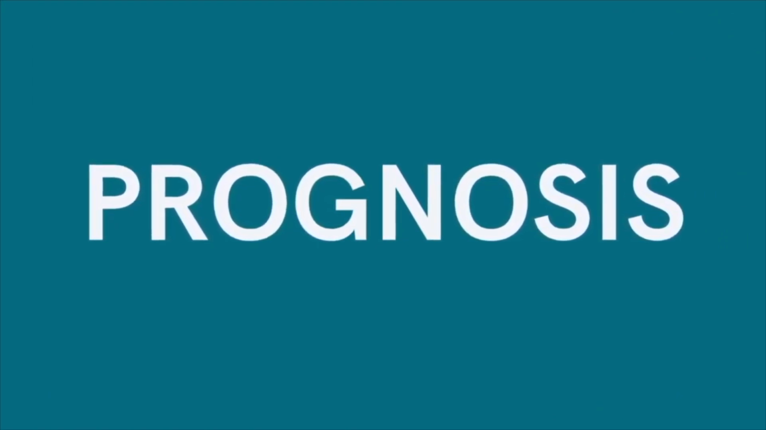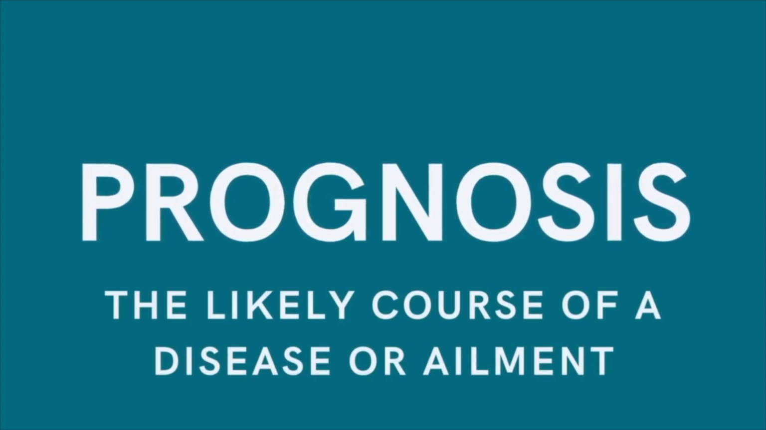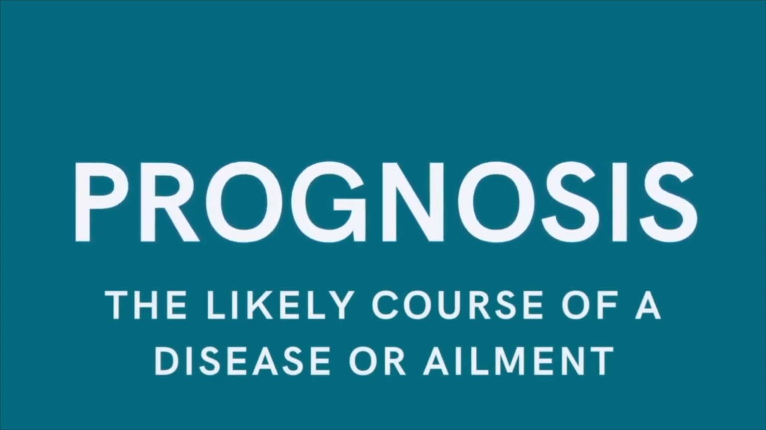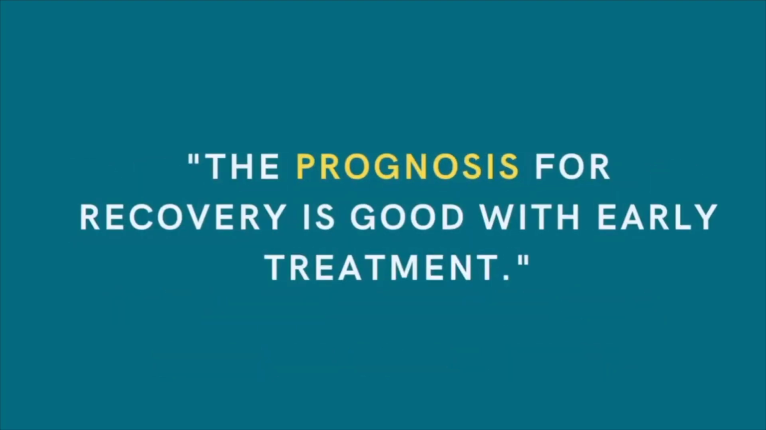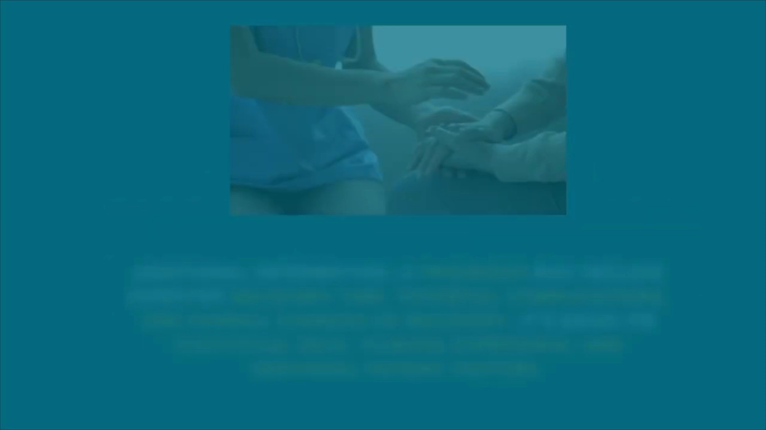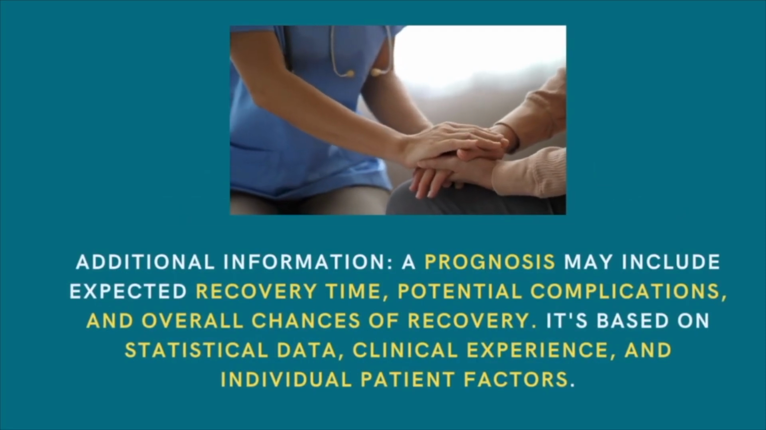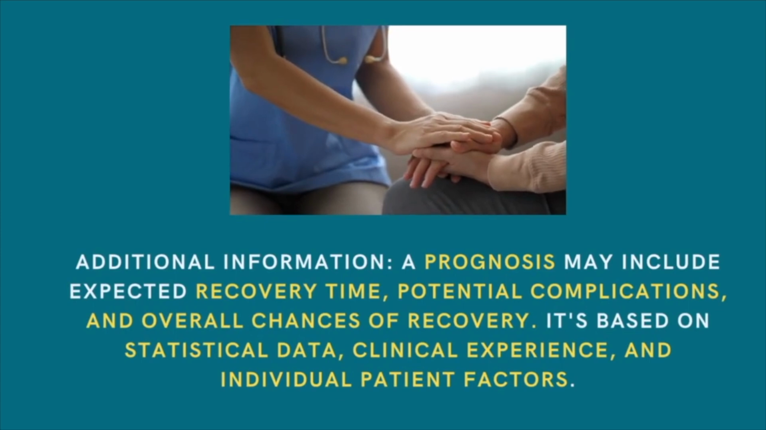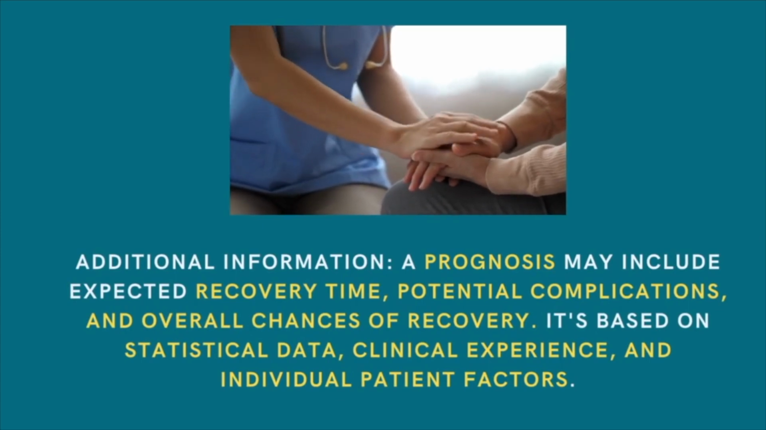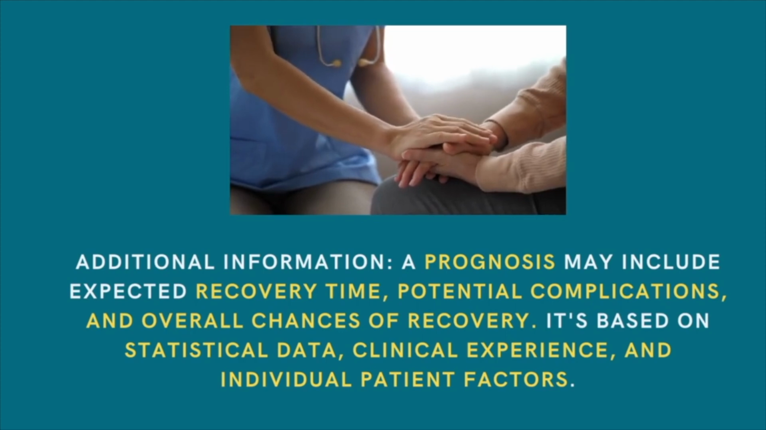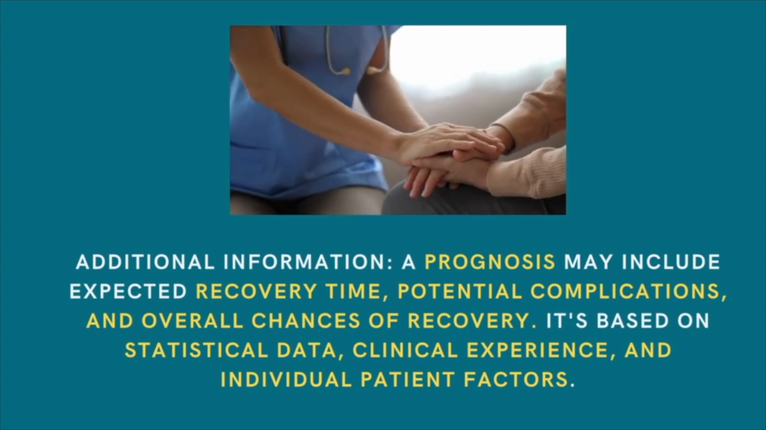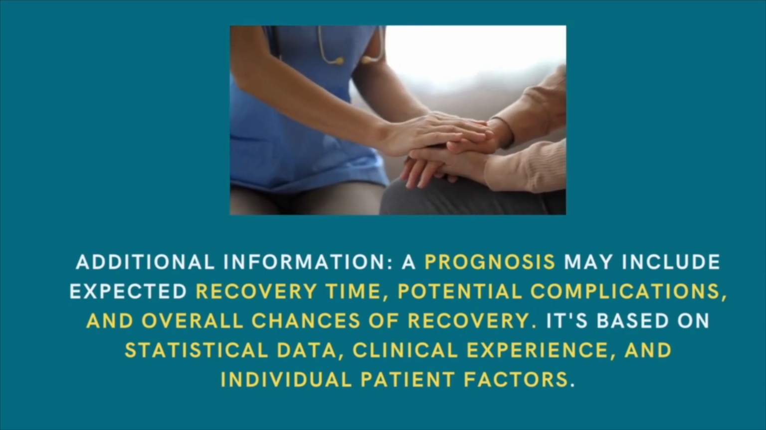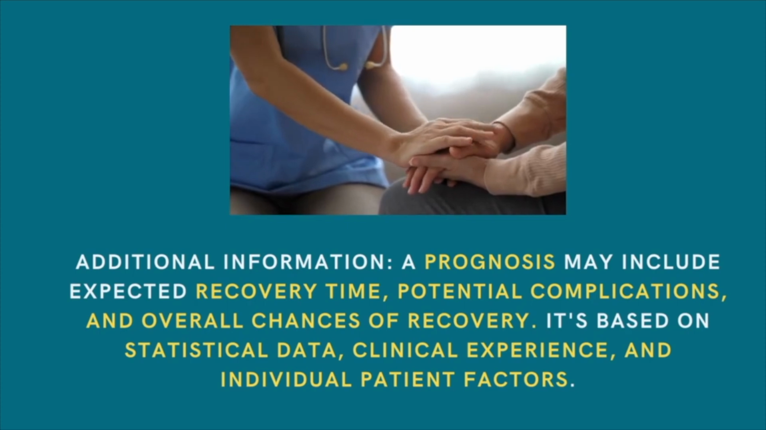Prognosis. A prognosis is the likely course of a disease or ailment. The prognosis for recovery is good with early treatment. A prognosis may include expected recovery time, potential complications, and overall chances of recovery. It's based on statistical data, clinical experience, and individual patient factors.